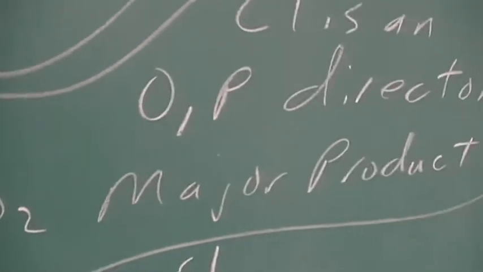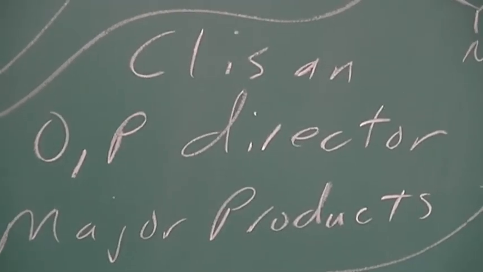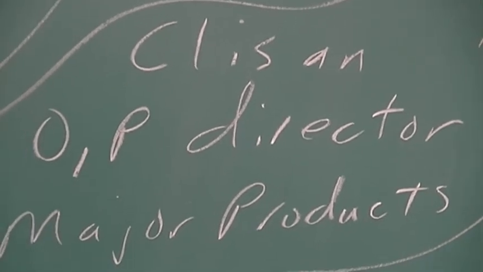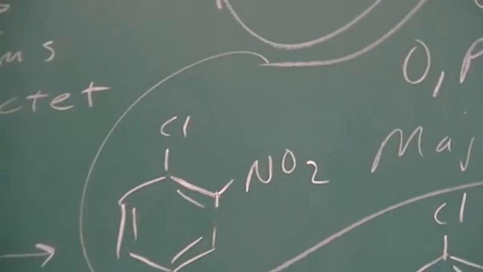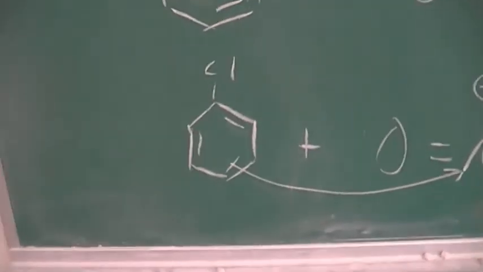Alright, and so these are the major products. So a chlorine on a benzene ring is an ortho para director. And so your ortho para products are your major product. Alright, and so we also have a meta position.